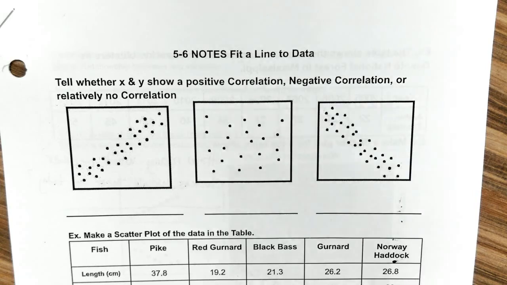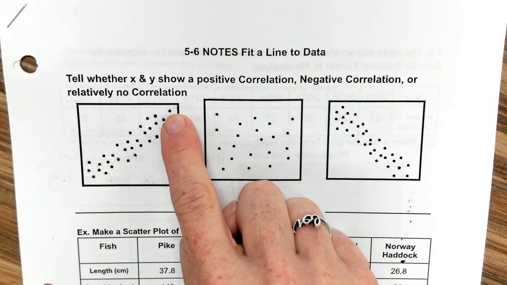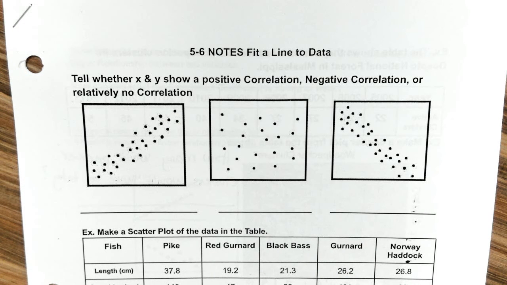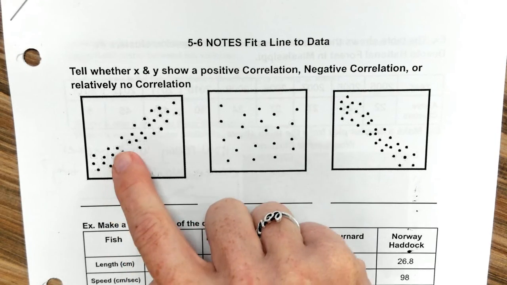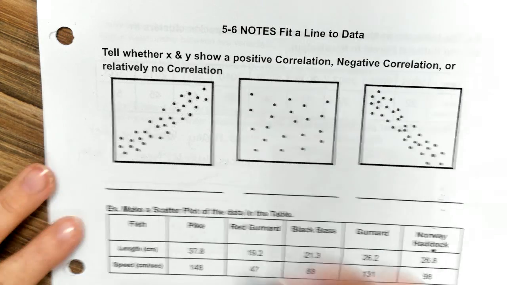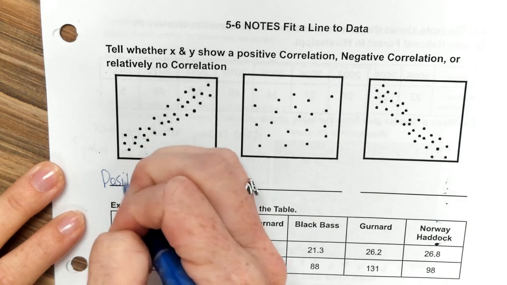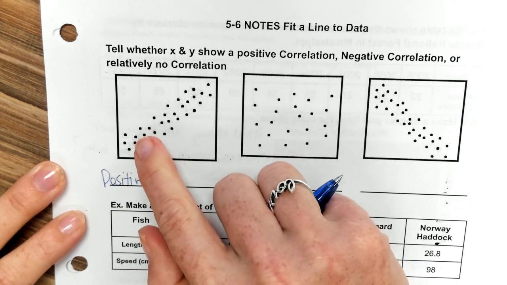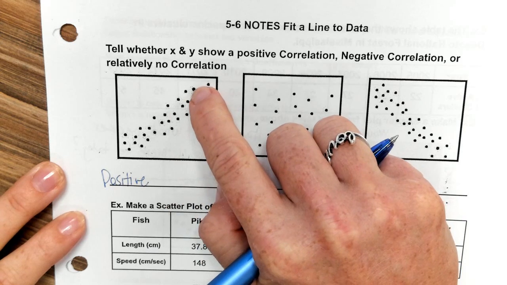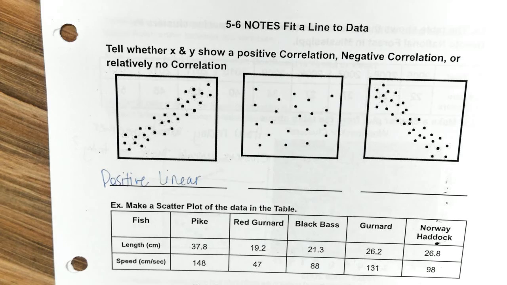And if my graph looks something like this, then I can assume the data is related because the dots are grouped together and they're doing something. What are they doing here? They're rising. They're moving upward. And so this is called a positive. Not only is it positive, but it's moving in a straight line pattern, which is called a positive linear trend.